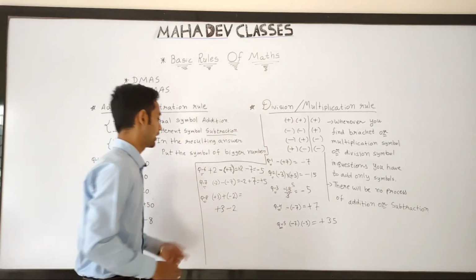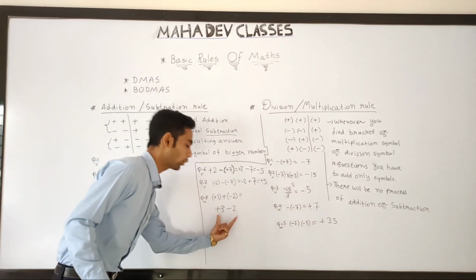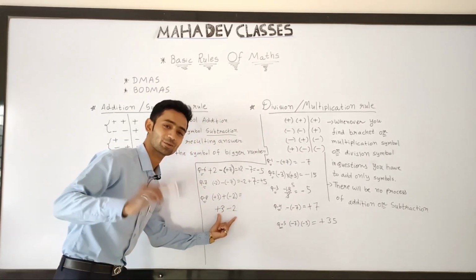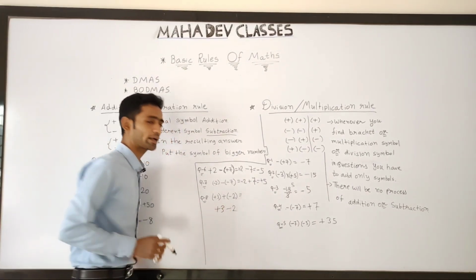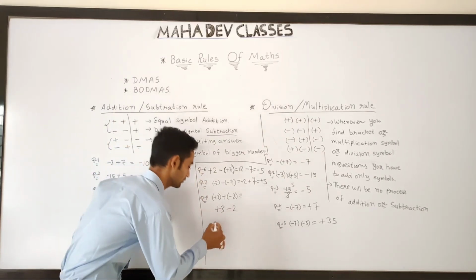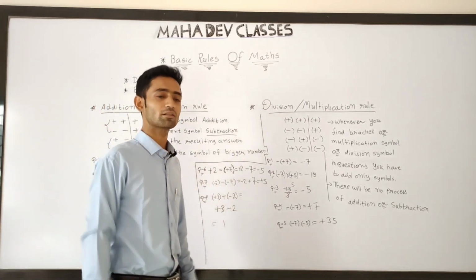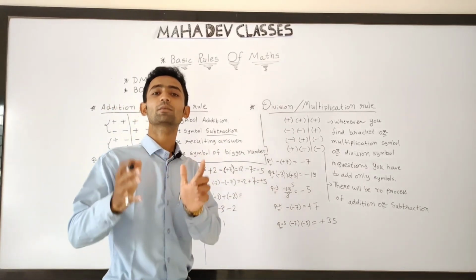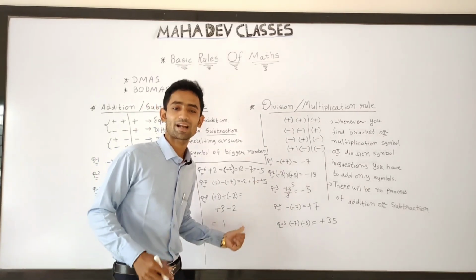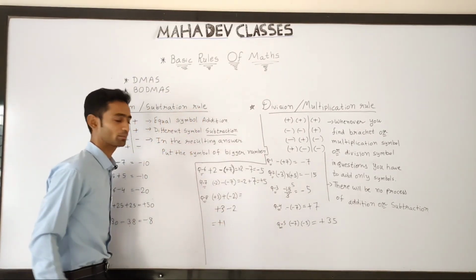Now after removing these brackets we have this, and you all know how to solve this question with the help of this rule. See, plus minus, different symbols, subtraction. 3 minus 2 you will get 1, and put the symbol of the bigger one. Which one is the bigger one, 3 or 2? Obviously 3 is the bigger number and 3 is having a plus sign. That's why in our resulting answer we will also put a plus symbol.